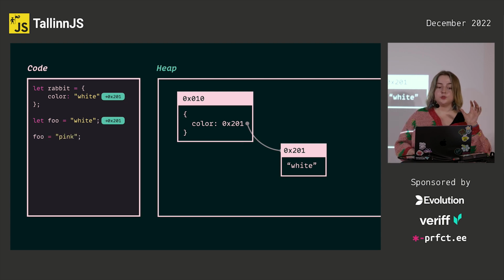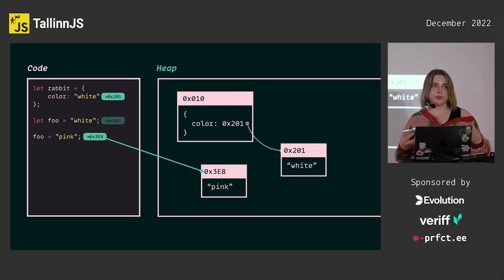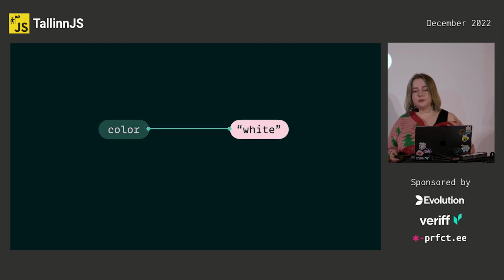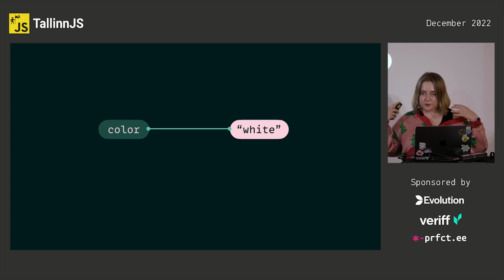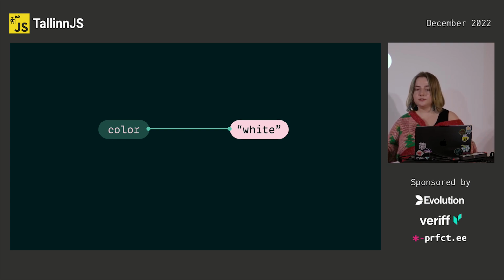Now, let's say we want to change foo's value to a different string. In that case, we'll allocate memory for that new string, and then the pointer for the foo variable will change to the new location. Often, when we think about variables, we think of them as boxes that store values within themselves, and that's how we are often taught to think. But I really like Dan Abramov's analogy in his Just JavaScript course, where he compares variables more to wires connecting things. I think that makes a lot more sense as a mental model. So in this case, the color variable is just a wire connecting to the place where the white string is stored.